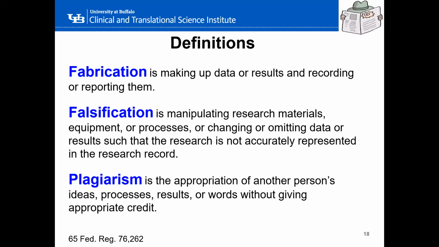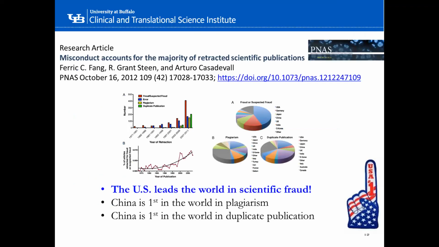Falsification is manipulating research materials, equipment, or processes, or changing or omitting results such that the research is not accurately represented in the research record. And then plagiarism is the appropriation of another person's ideas, processes, results, or words without giving appropriate credit. And we'll see examples of this in just a moment.